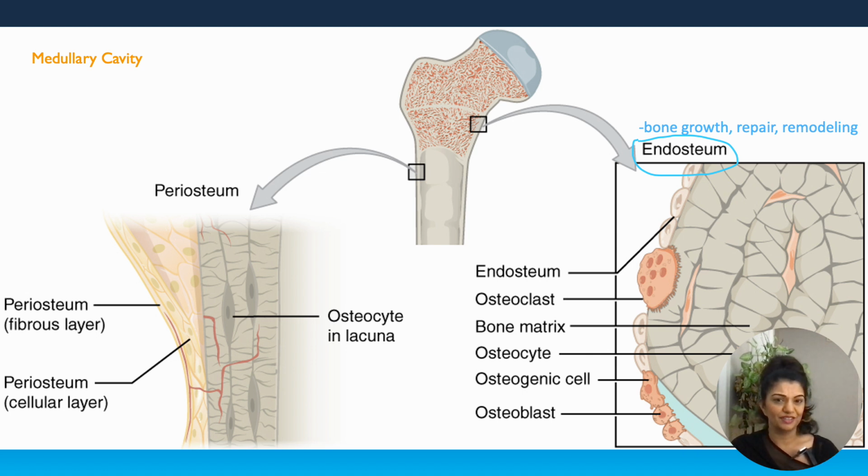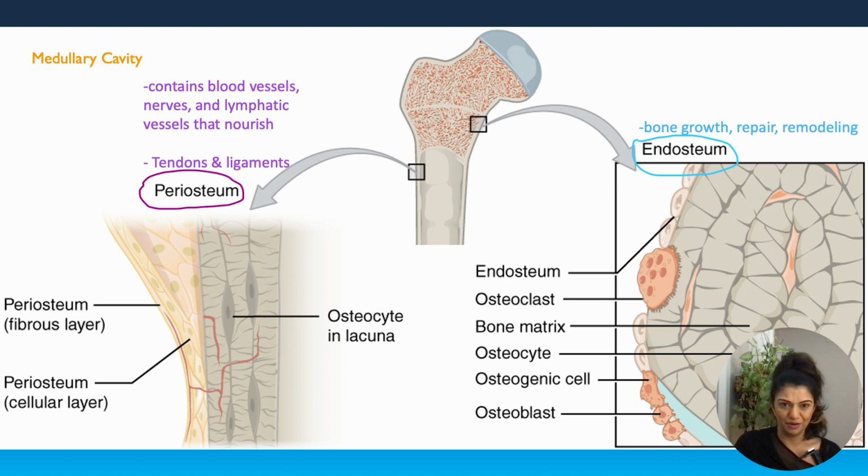Now, the outer surface, on the other hand, is going to be very different. It has a very fibrous sort of membrane, and this is called the periosteum. Peri means around or surrounding, and osteum, as you know, means bone. So this is actually a little different in its function because it serves to nourish the bone. It contains blood vessels, nerves, lymphatic vessels, and its sole purpose here is to take care of the bone and nourish it. But it also has a feature of providing an attachment point for tendons and ligaments.